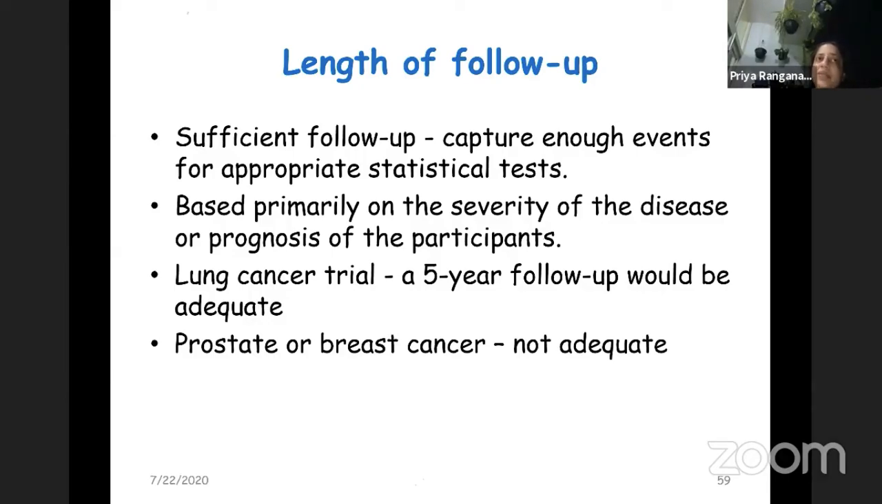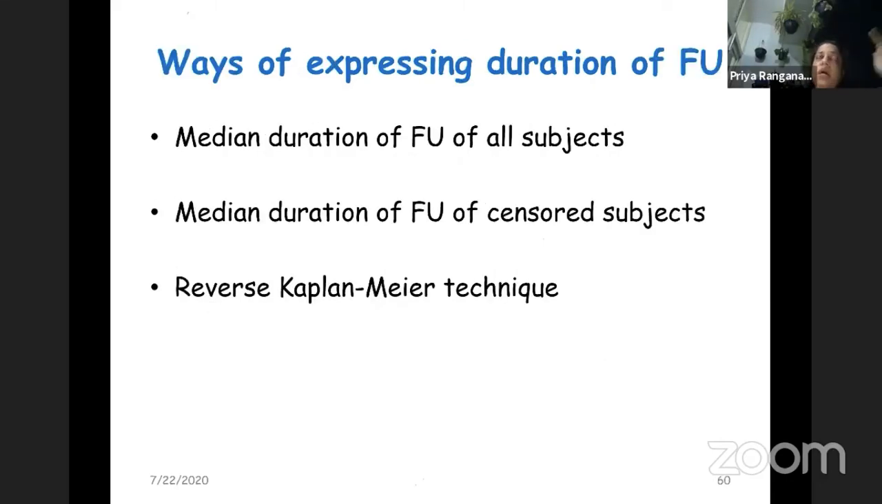So obviously, in the palliative setting, you don't need very long follow-ups. But in cases like prostate or breast, you do need. Just an example, for a lung cancer trial, a 5-year follow-up would give you more than enough events, but for prostate or breast, it may not be adequate. And you need to report how long your patients were followed up so that readers understand whether the follow-up was adequate to capture events. Okay, there are various ways of doing it.